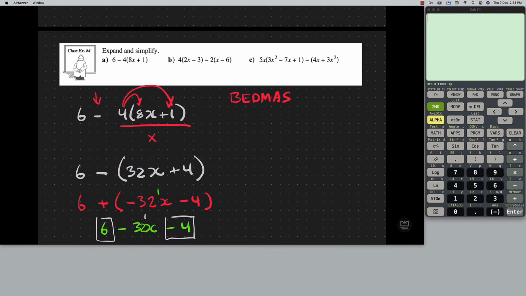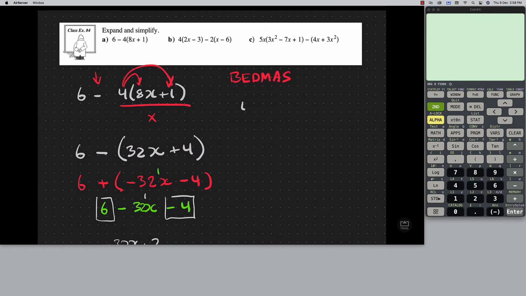Okay, let's take a look at the second one, which is going to be 4 times 2x minus 3 minus 2 times x minus 6. Okay, so, well, what are we going to do here? We're going to expand this one, expand that one, and then we're going to subtract those two. So it's a good idea to keep those brackets around those separate terms that we have here.